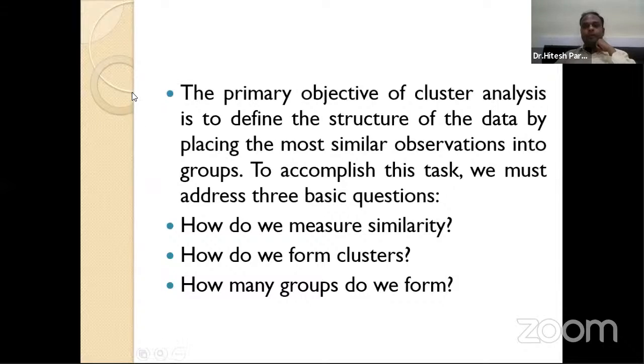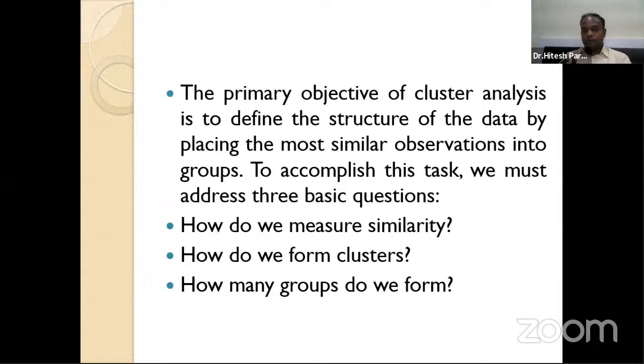Now, the primary objective of cluster analysis is to define the structure of the data by placing the most similar observations into groups. What we need to do is put similar objects or similar respondents into a group. To accomplish this task, we must address three basic questions. So what are these three questions? How do we measure similarity? How can we say that these two people are having a similar approach? So how do we measure similarity?